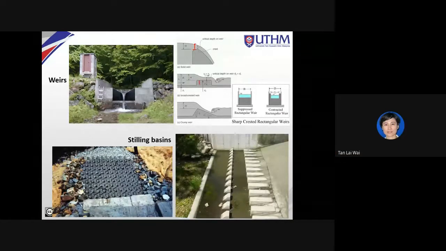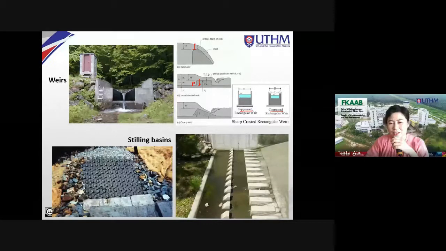Now the height of the weir, we use the symbol P to denote the height of a weir. This is suppressed. This is a contracted rectangular weir. When I say suppressed, that means the width of the opening of the weir is as wide as the channel's width. When it's contracted, it could be contracted like this.